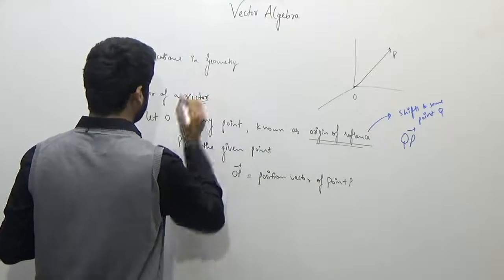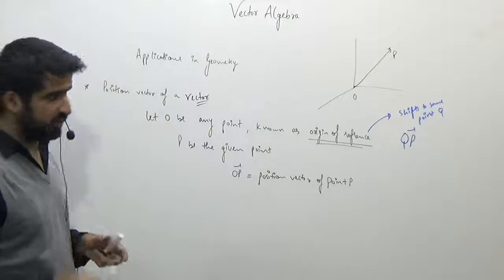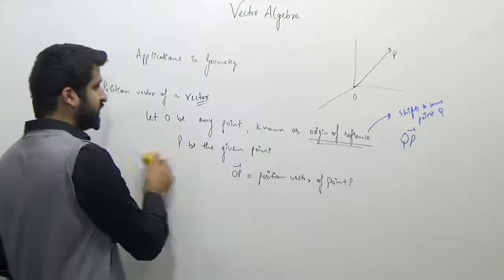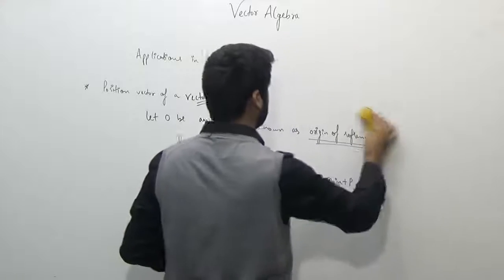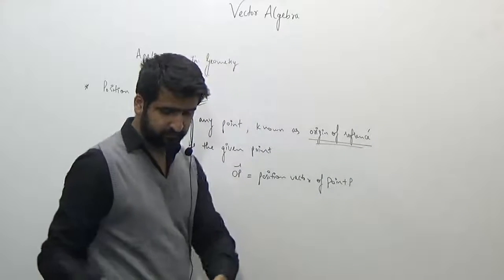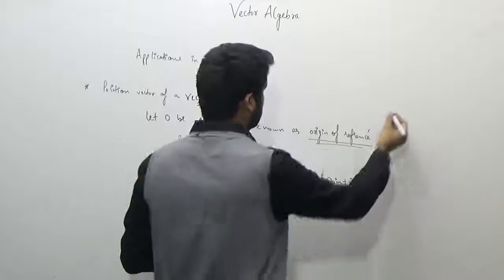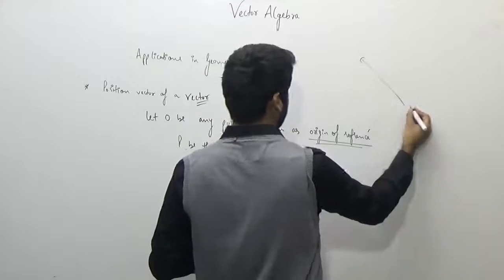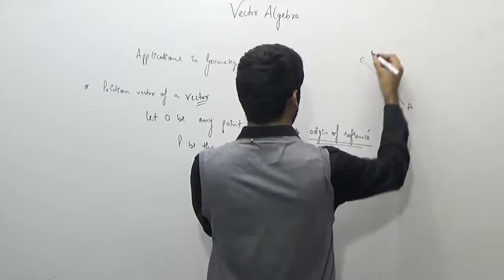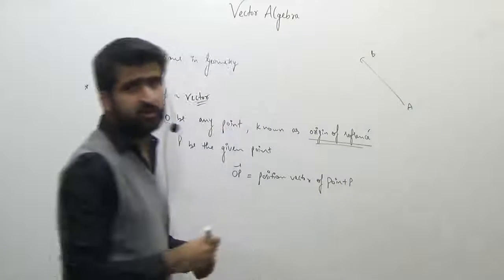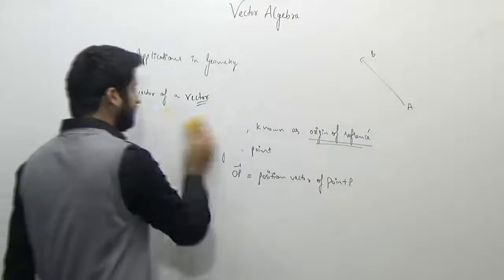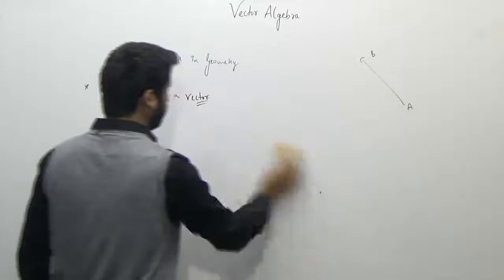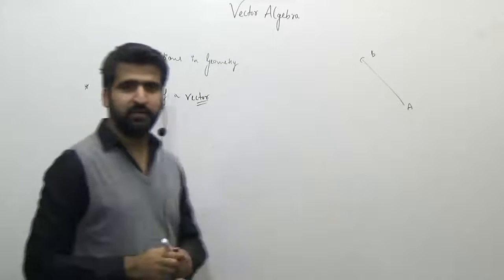Now till now we've discussed the position vector of a point. Now we'll discuss the position vector of a given vector. Let's say our vector is going like this. This is the AB vector. I want to find the position vector of this given AB vector. How will I find that? First of all, we have to know what the position vectors of points A and B are.